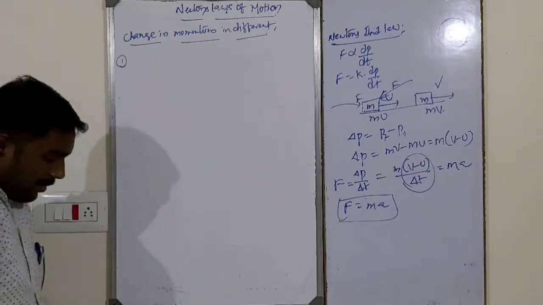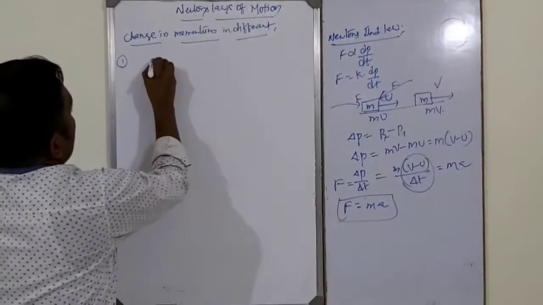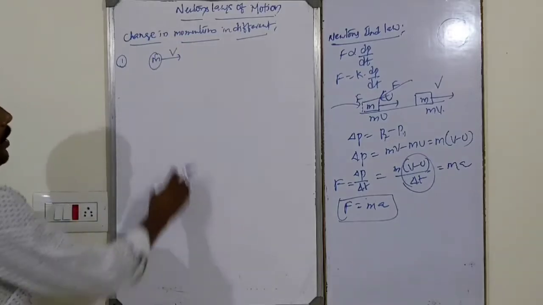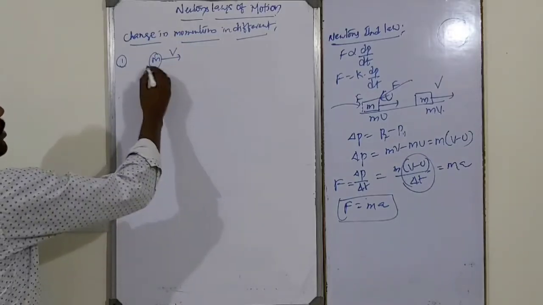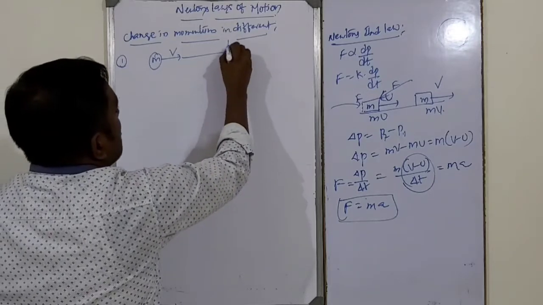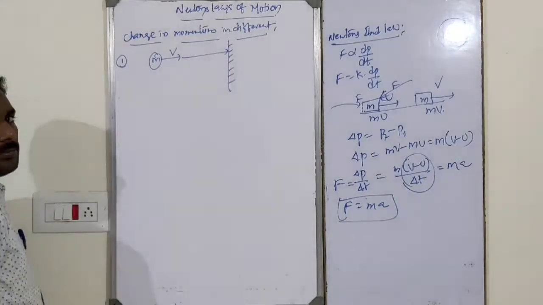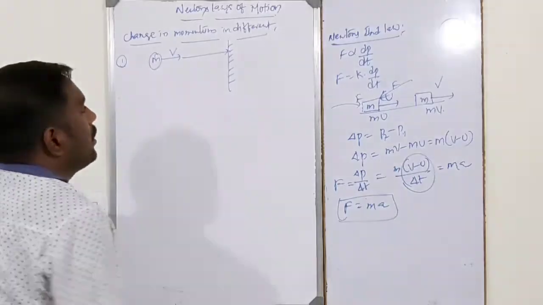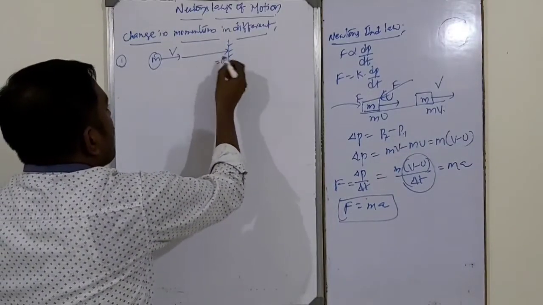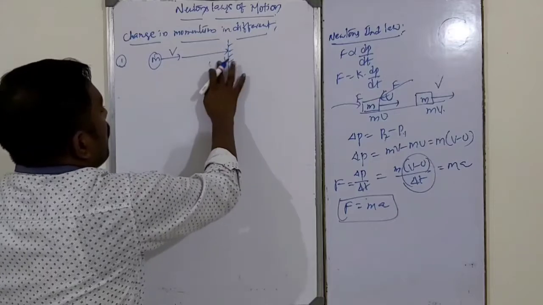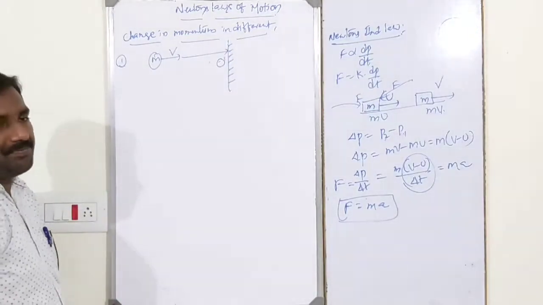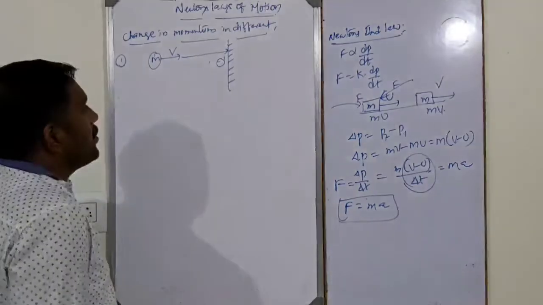Suppose, first case, a body of mass M is moving with velocity v like this. After some time, it collides with a wall. Then the body comes to rest, so the final velocity will be 0.